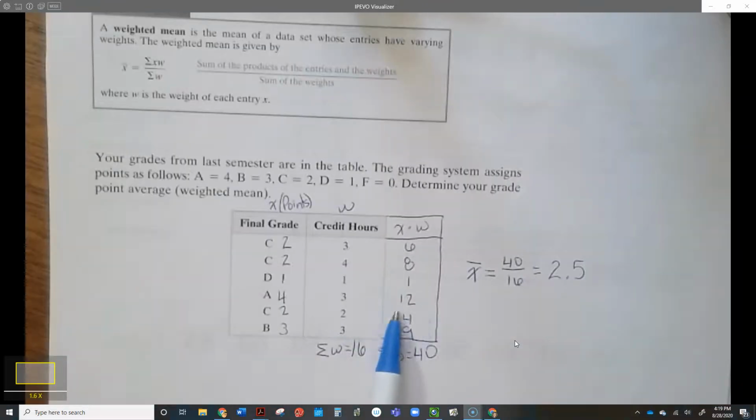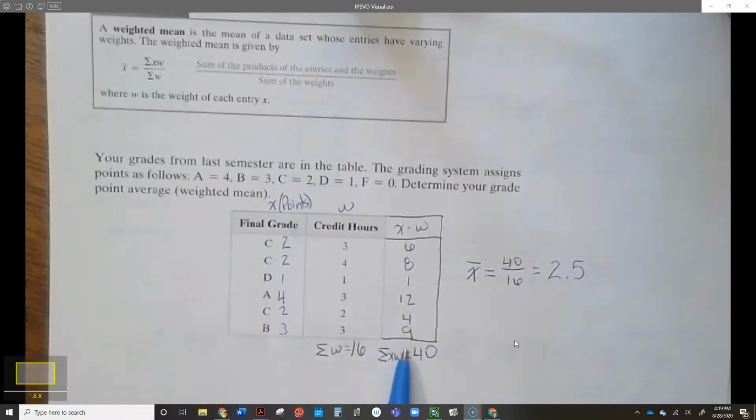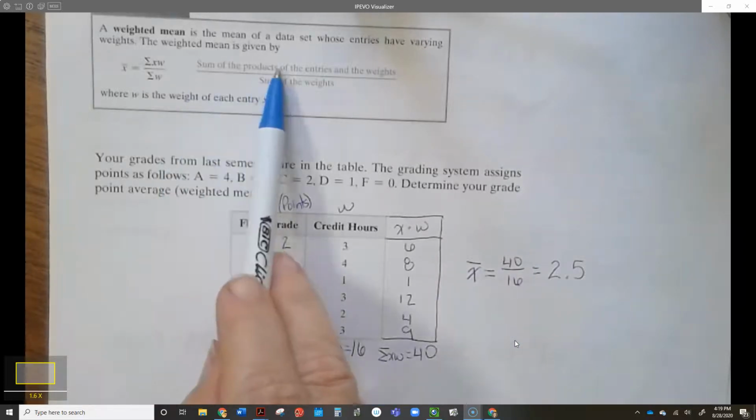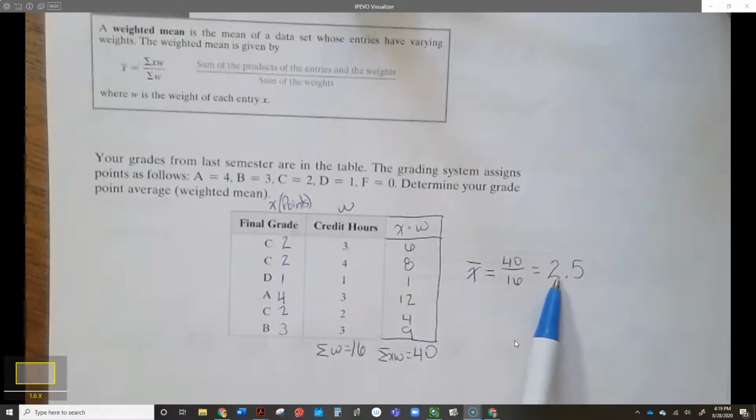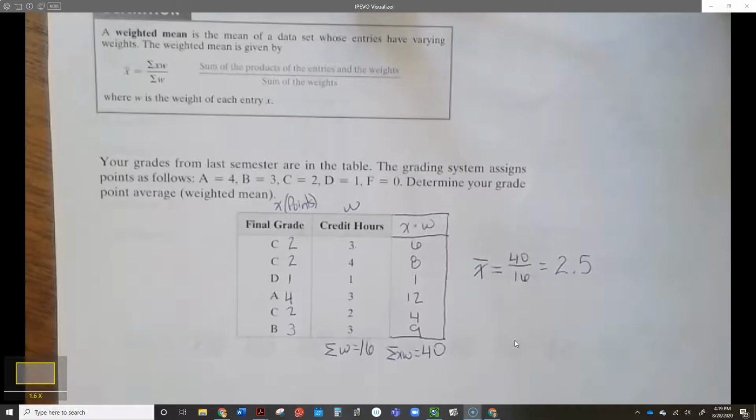So 6, 8, 1, 12, 4, 9. Then, as you remember, this formula says that we are supposed to find the sum. So after I've done the multiplying, I add all these up and I get 40. I add all my weights up, I get 16, and I do 40 divided by 16 because that's what it says, and x bar is equal to 2.5.